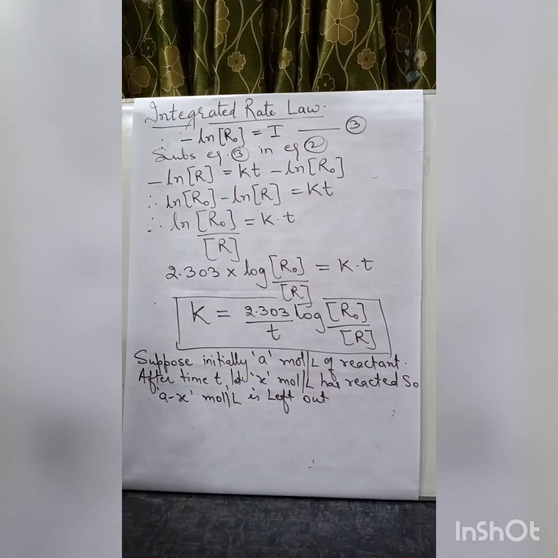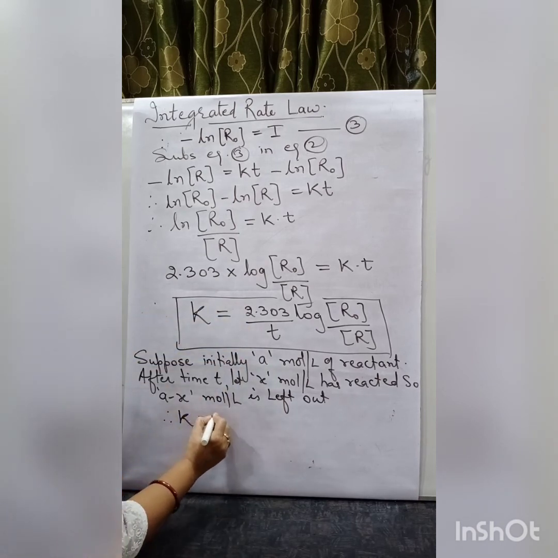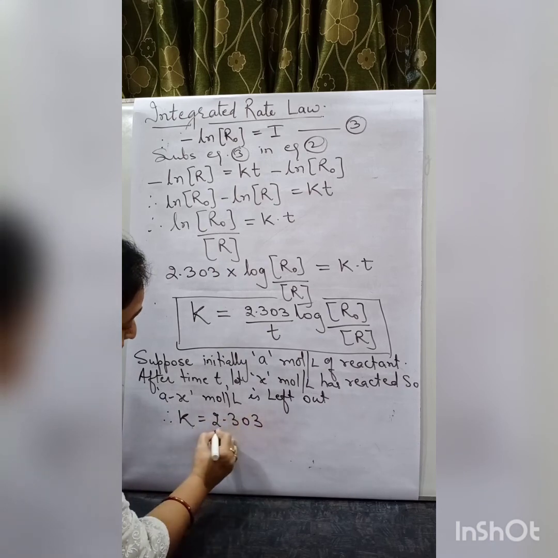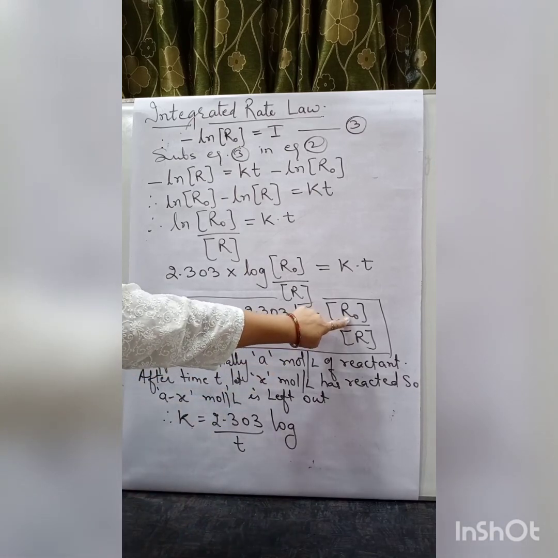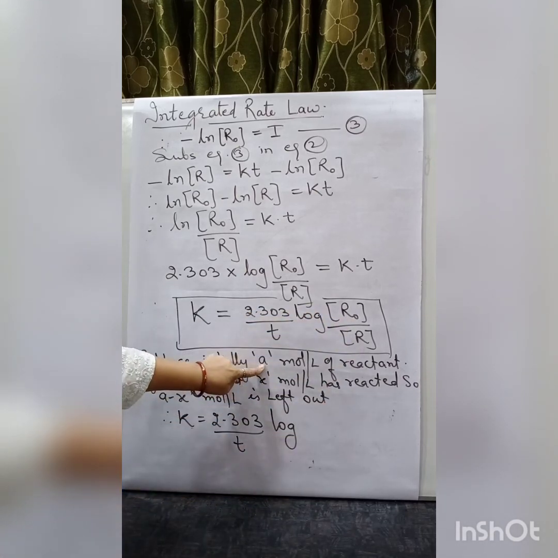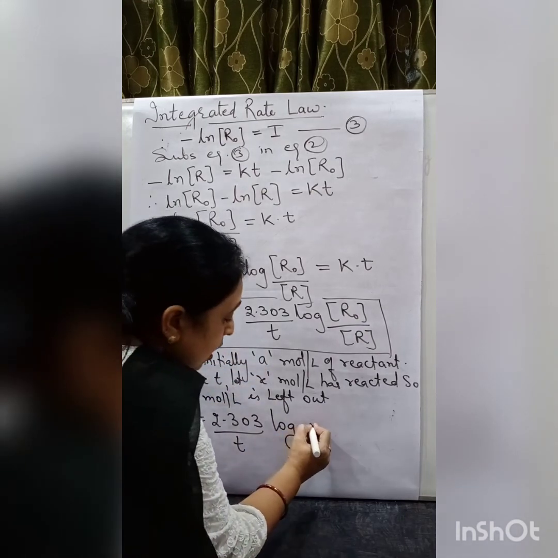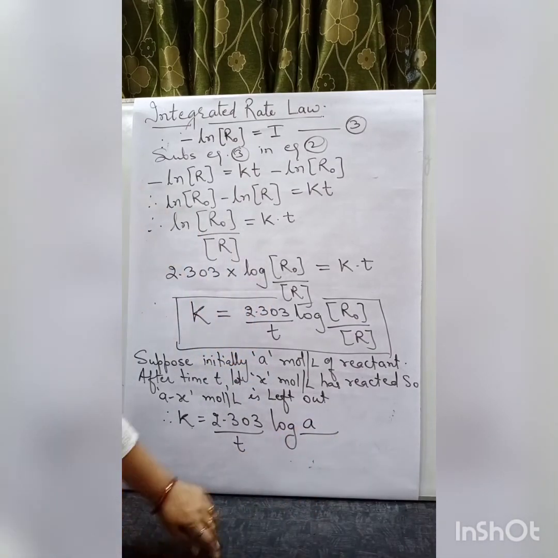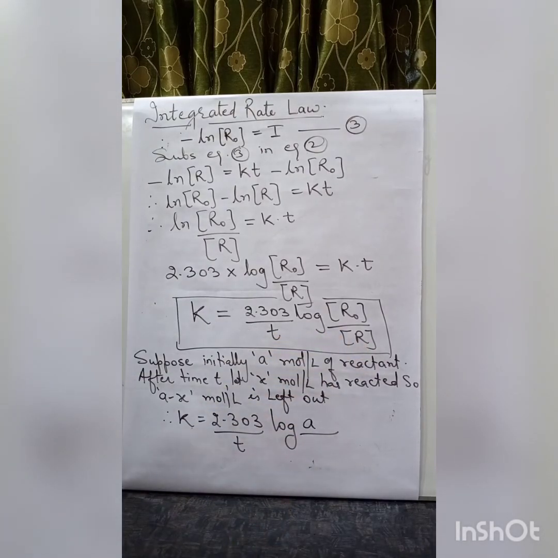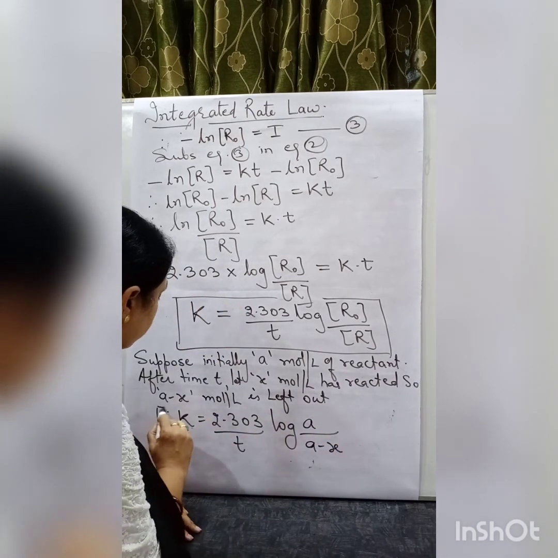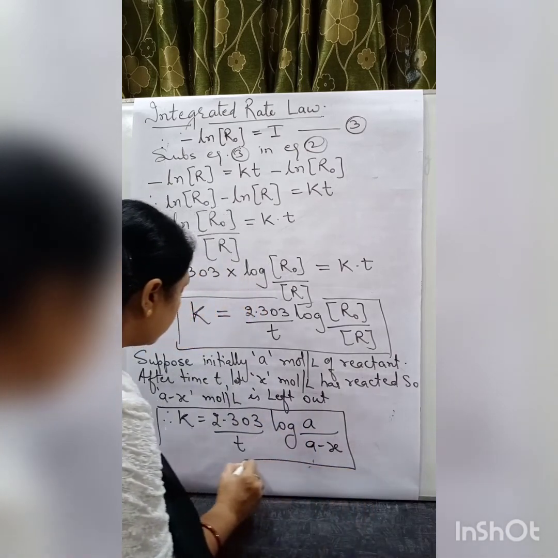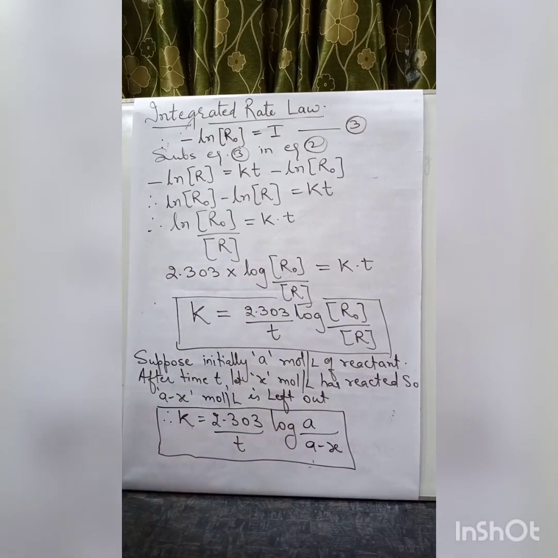So how we will write down this same equation in this format? Therefore, K is equal to 2.303 upon t log of, what is R0? Initial concentration. So here what is the initial concentration? A. Log A upon, what is R? Final concentration. So what is left out here? A minus X. So this formula you have to remember for numerical point of view, right?